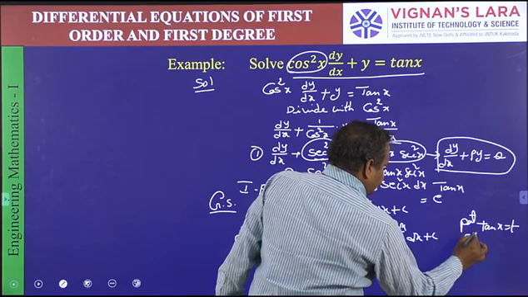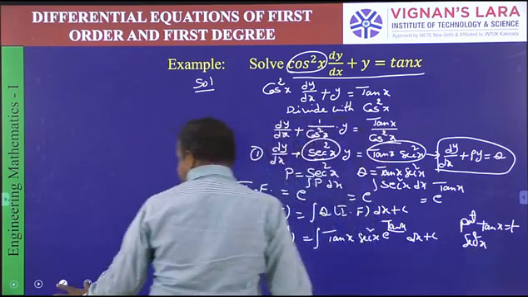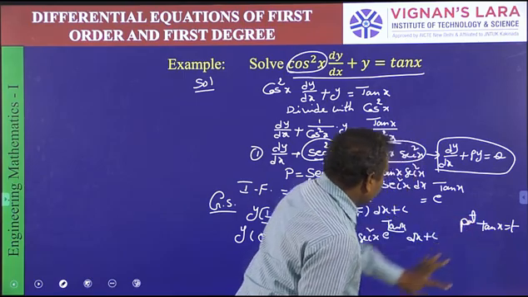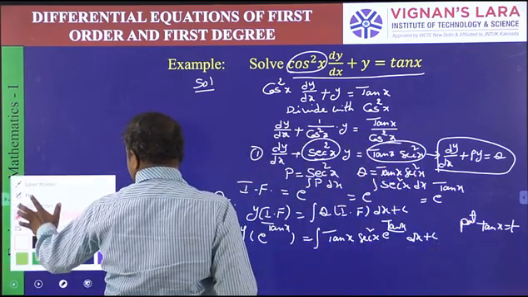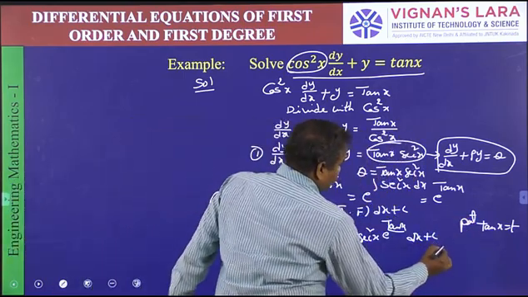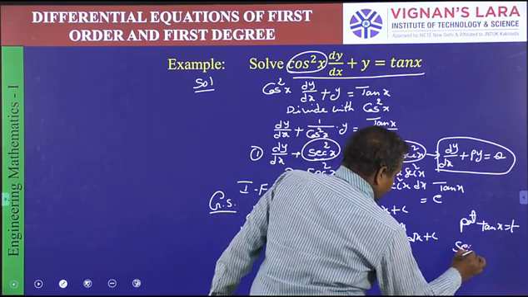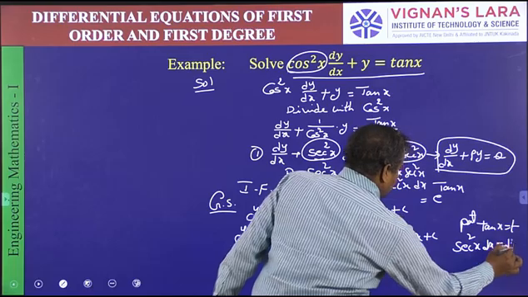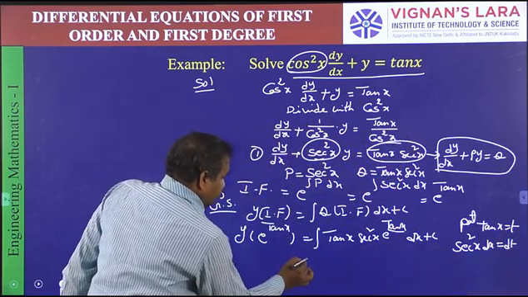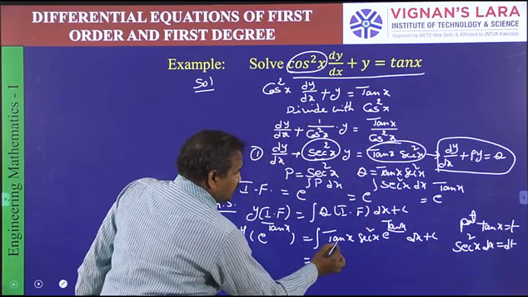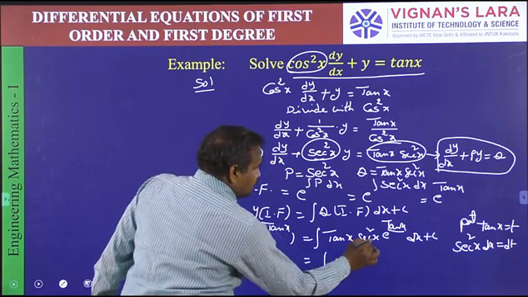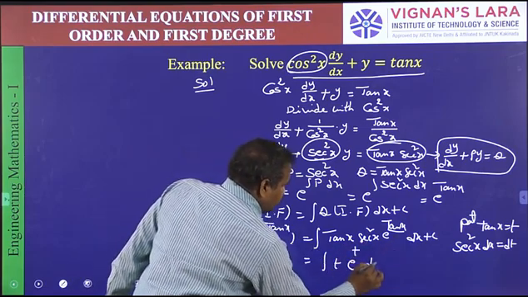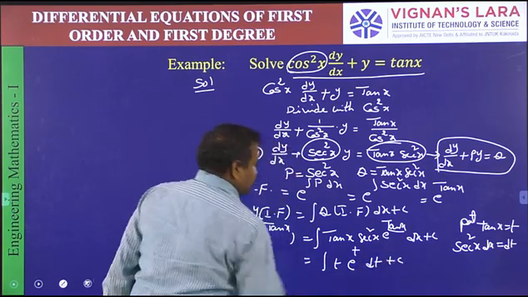Tan x derivative: secant square x dx is equal to dt. Substituting that into this integral, tan x is t, secant square x dx is dt, so we get the integral of t into e power t dt plus c.